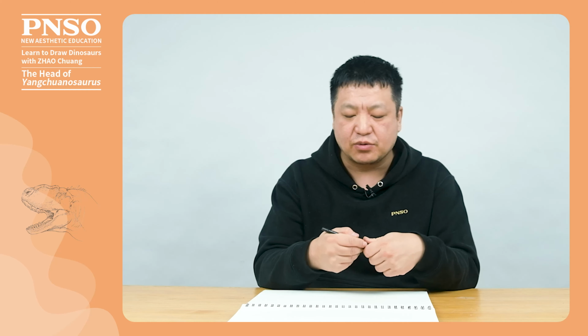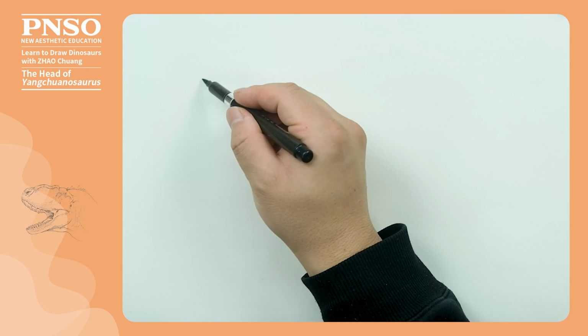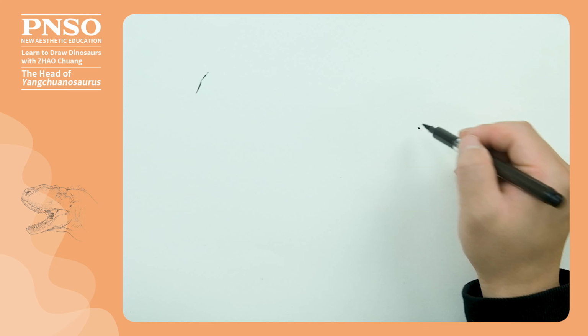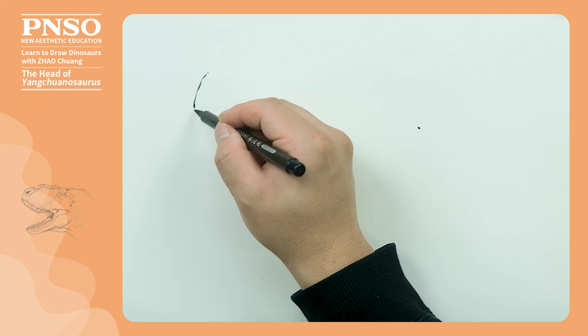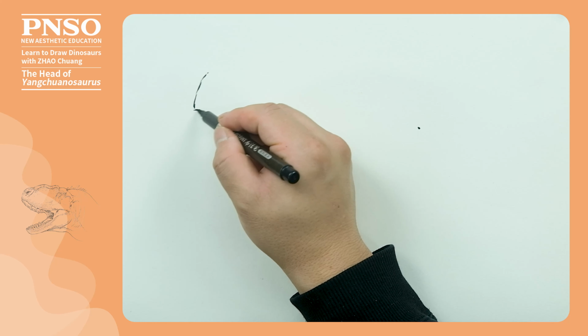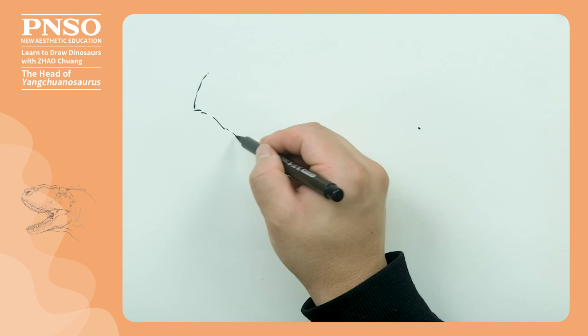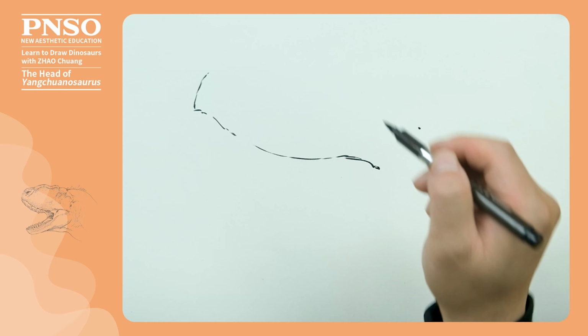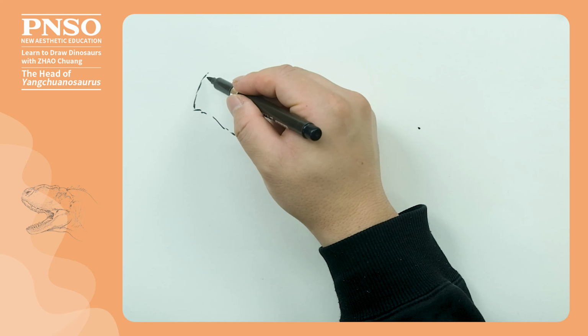Now, let's draw the head of Yangchuanosaurus. We start with its upper lip, which is an S-shaped line, and draw its relatively square and pointed nose.